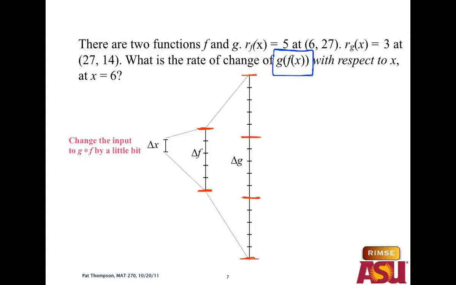So if you think about X going through the function, if you have a change in X, the rate of change of F is going to be 5 times as much. And then there's a multiplying effect on that change in F because of the rate of change of G. So G is going to change 5 times 3 times as much as whatever change in X we have.